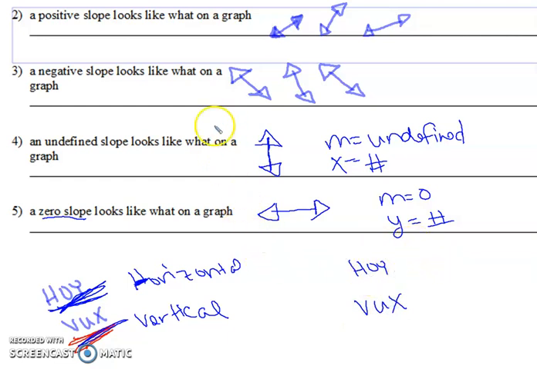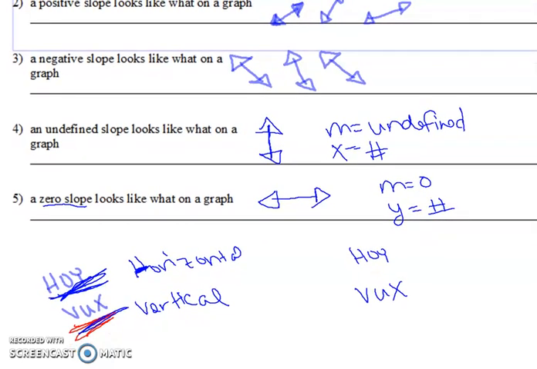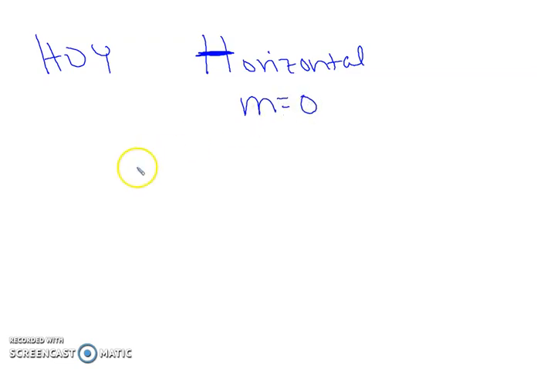Hoy stands for, let me just make a new page here. Hold on just a sec, guys. Okay, so Hoy is horizontal line, like this line in horizontal. It has an M of 0, and it is a y equals a number line. Okay, so that means it goes like this, the same as the line in the H.